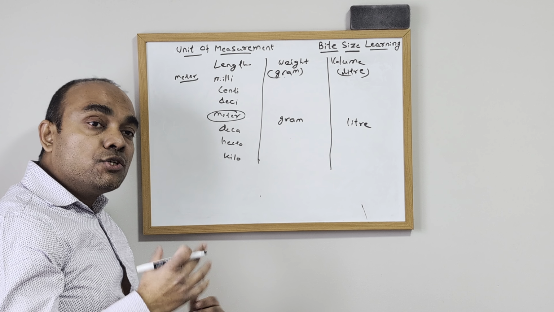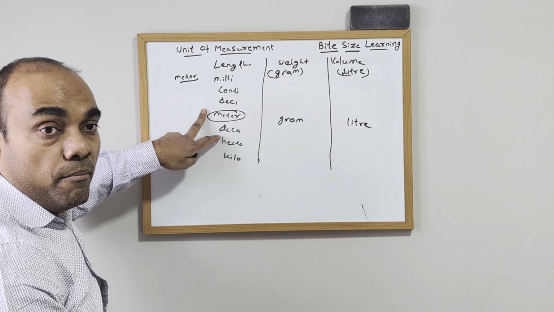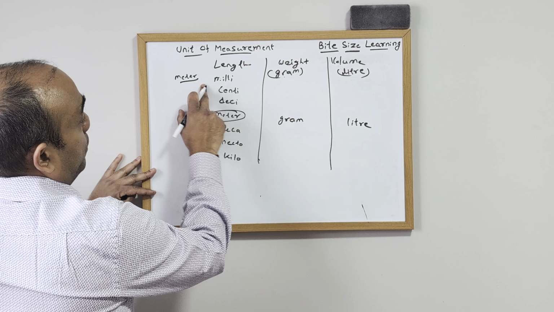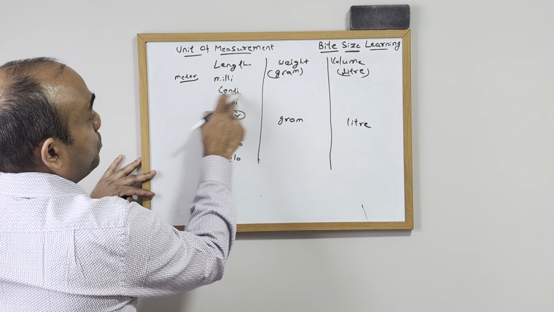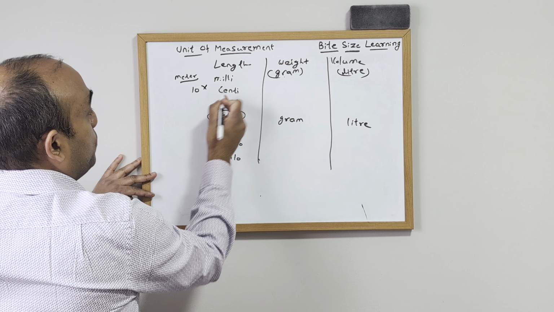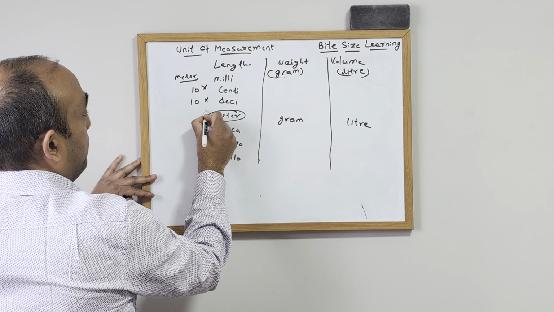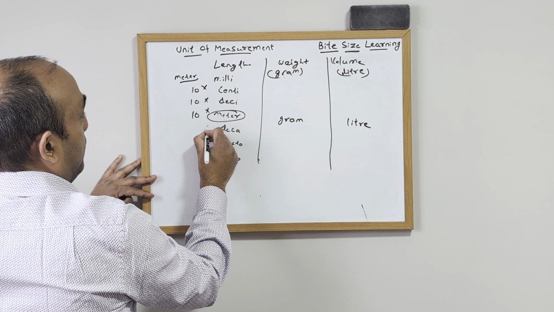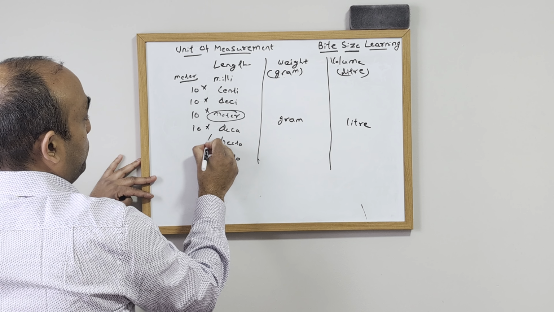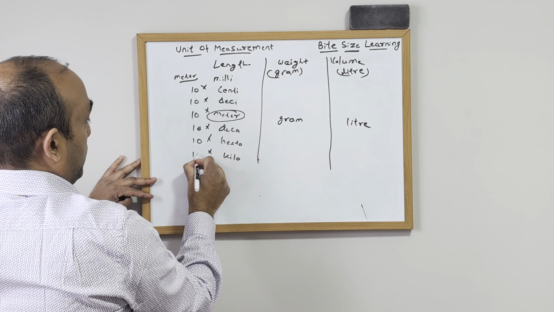Now what is the relationship between these units? All right. So all these units are multiples of 10 of each other. So when you convert a millimeter into a centimeter, you need to multiply by 10. Centimeter to decimeter is a multiple of 10. So decimeter to meter is multiple 10. Meter and decameter is multiple of 10. Decameter and hectometer is multiple of 10. Hectometer and kilometer is multiple of 10.